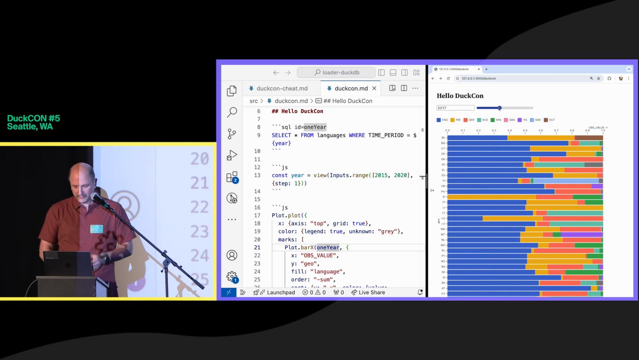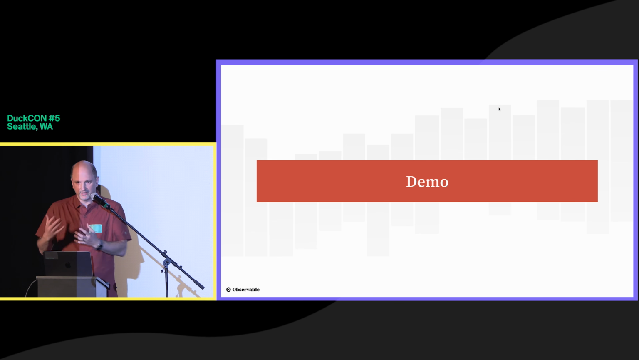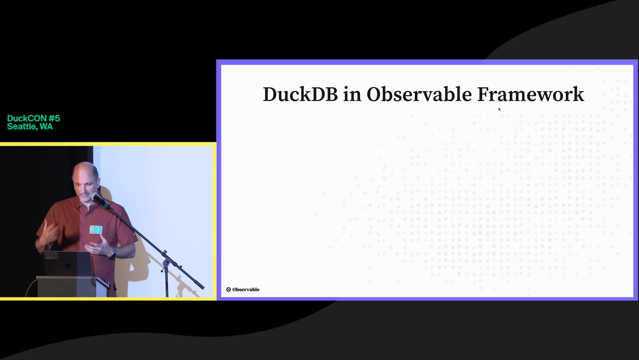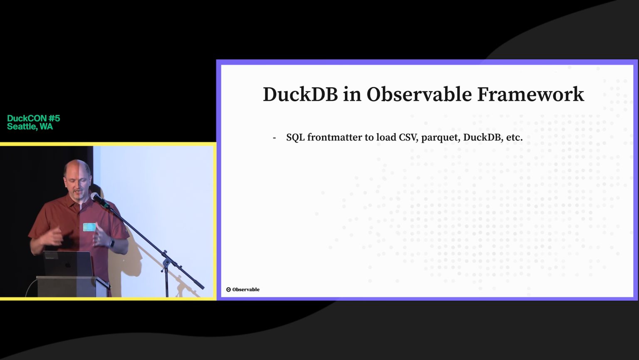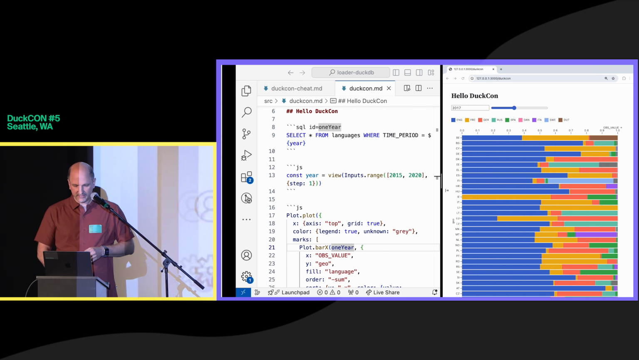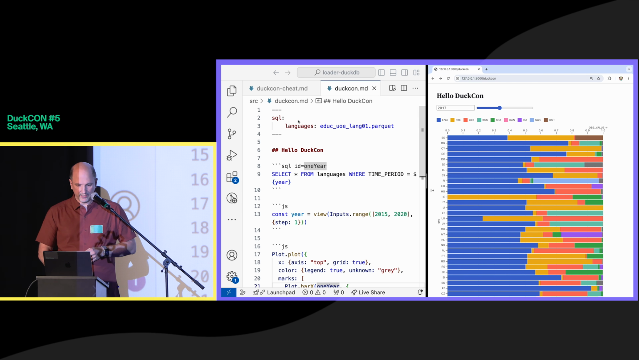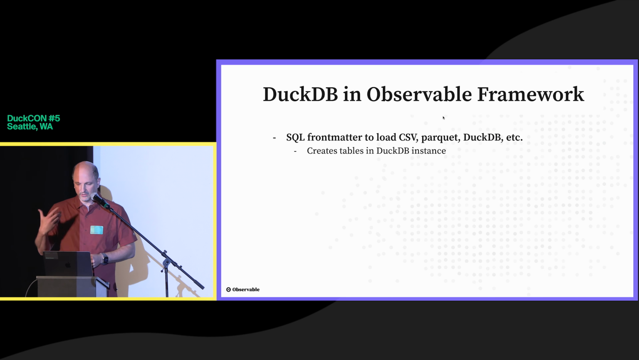So this way we can build, and you can imagine this whole thing running in multiple cells across a large dashboard, building an interactive dashboard running on data that lives in your browser. So what we do in Framework then is we have the SQL front matter to load CSV or Parquet or DuckDB files directly, just by declaring that, just by saying, hey, I want a table up here, or a table that's loaded in here that creates tables in DuckDB.